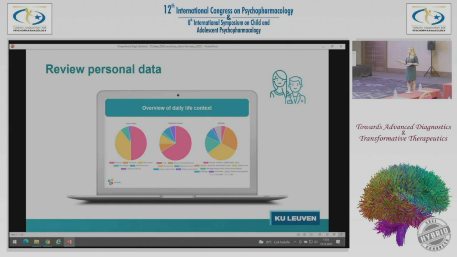We can also provide an overview of the daily context. So how much of their time are people spending alone versus with others? How much of their time do they spend in certain activities? How much of their time do they spend in certain places? So it gives quite a rich data set.